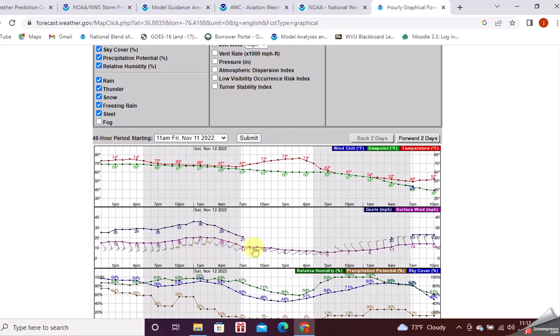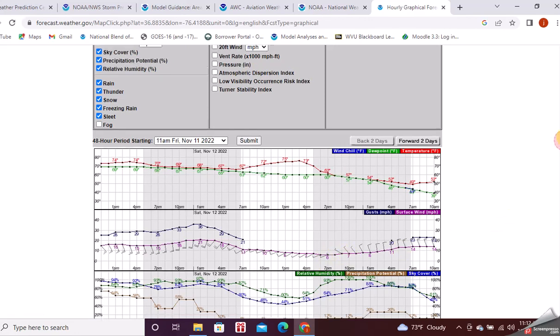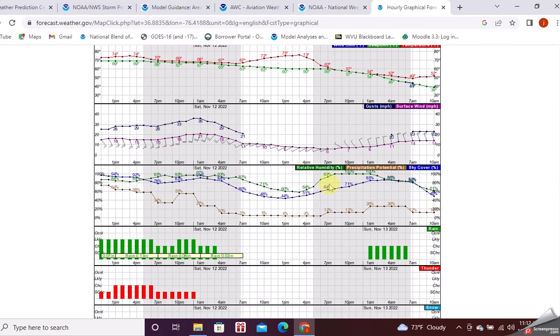But then it shifts to the west during the day tomorrow, and you can see right here a cold front goes through. Notice my timing between 7 and 9 o'clock. These are hourly forecasts. So somewhere between 7 and 9, I have a cold front go through on Saturday night. And you can see at the same time the relative humidity went up in the evening, and then it starts plunging.